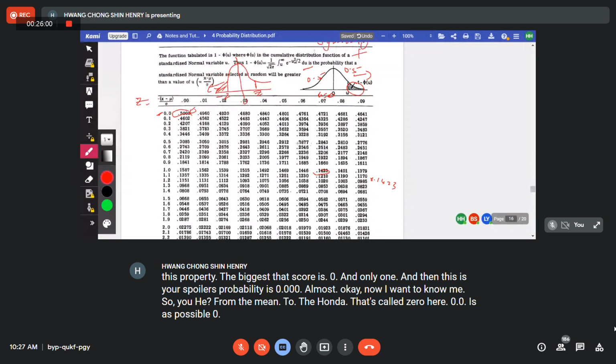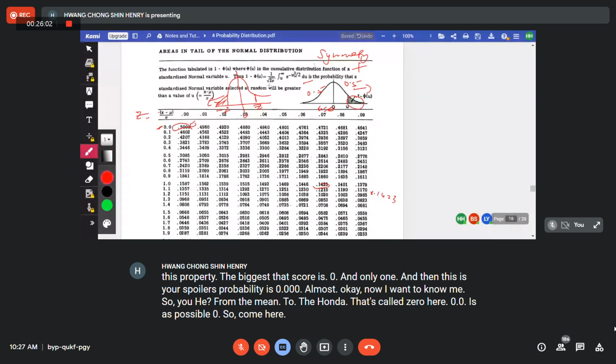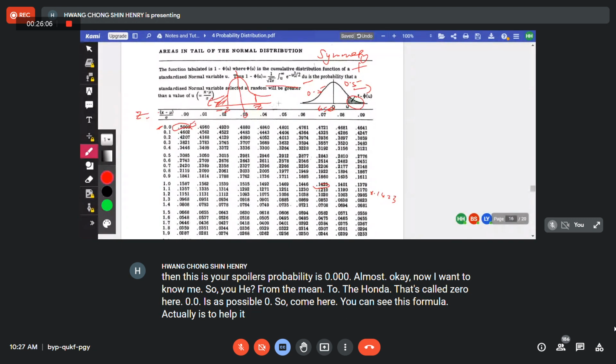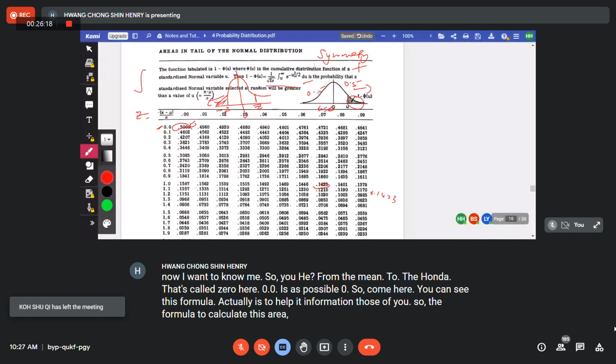So coming back to here, you can see this formula is actually used to calculate integration. Those of you who learn maths, you know this symbol, integration. You learn differentiation and integration. So the formula to calculate this area, remember we do integration to calculate the area right below the curve from one end to the other. See this one, this is the formula with the exponent.